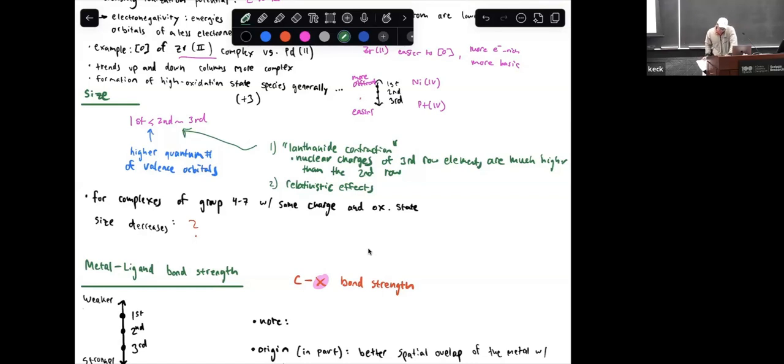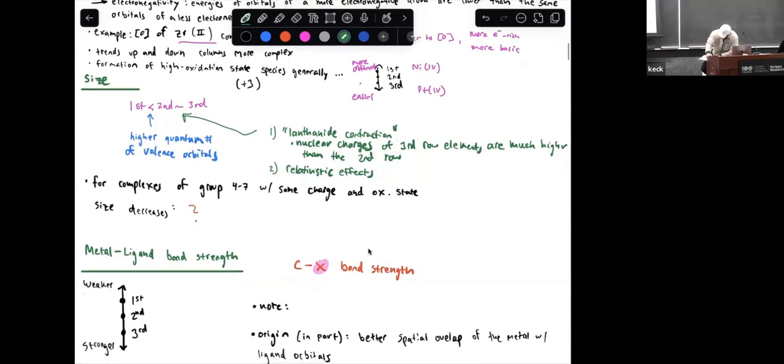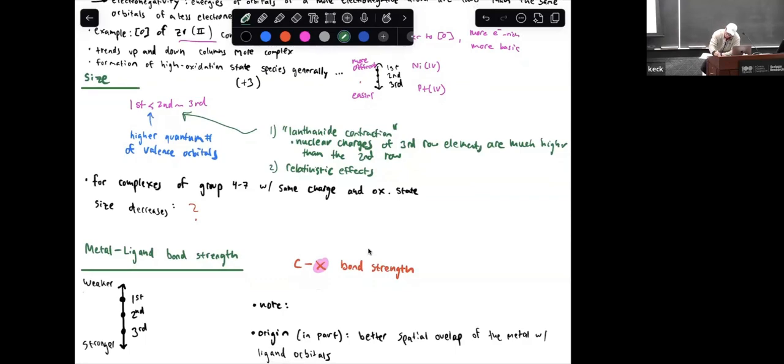And you also have an effect called relativistic effects, where the angular momentum that some of these high energy electrons are feeling is sufficiently high that the velocity of the electron approaches the speed of light, which causes the electron's mass to increase and the overall diffuseness of its orbital to be small. Those details are not necessarily so important, but I want to give you a flavor from a basic science perspective to where these trends come from.